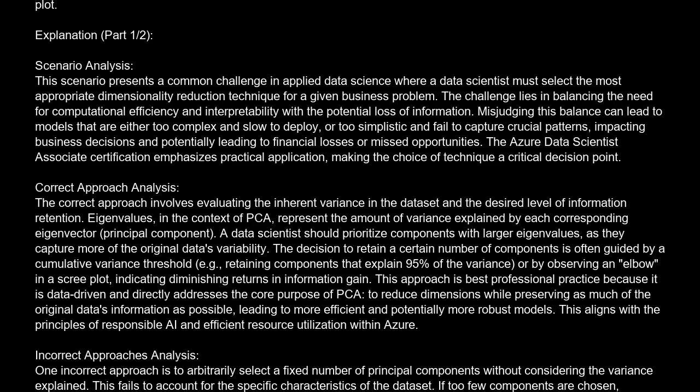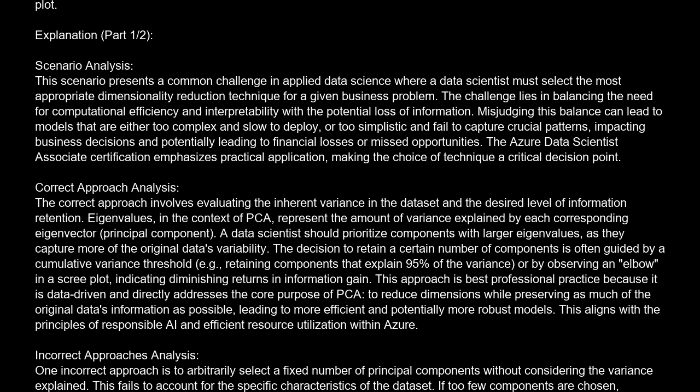The challenge lies in balancing the need for computational efficiency and interpretability with the potential loss of information. Misjudging this balance can lead to models that are either too complex and slow to deploy, or too simplistic and fail to capture crucial patterns, impacting business decisions and potentially leading to financial losses or missed opportunities. The Azure Data Scientist Associate certification emphasizes practical application, making the choice of technique a critical decision point.